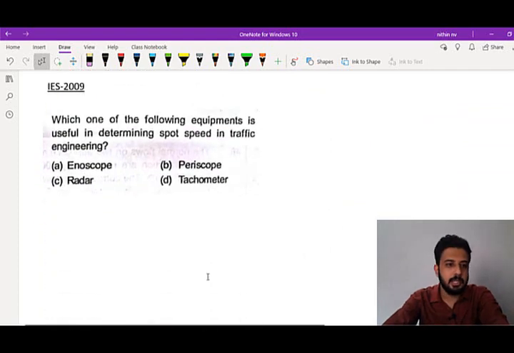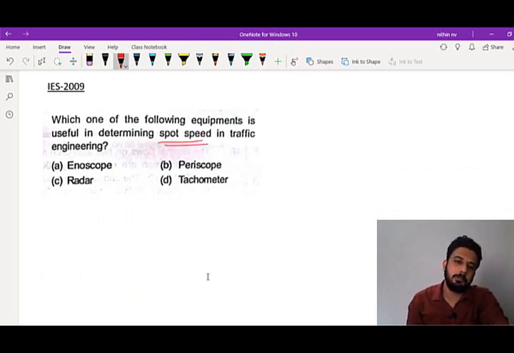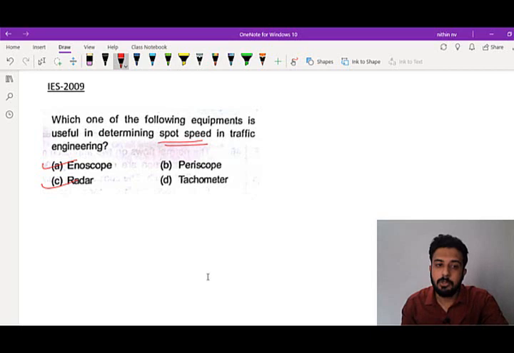If I take another question: which one of the following equipment is useful for determining spot speed? What will be the equipment for spot speed? Nothing but the Enoscope. See, radar is also a right answer, so both A and C are correct answers. Actually, they should have given radar speed gun and all, so they might have taken only option A as the right answer. Nowadays, suppose the question is radar speed gun, we know MSQ questions have also started in the GATE exam from 2020-21 onwards, right?